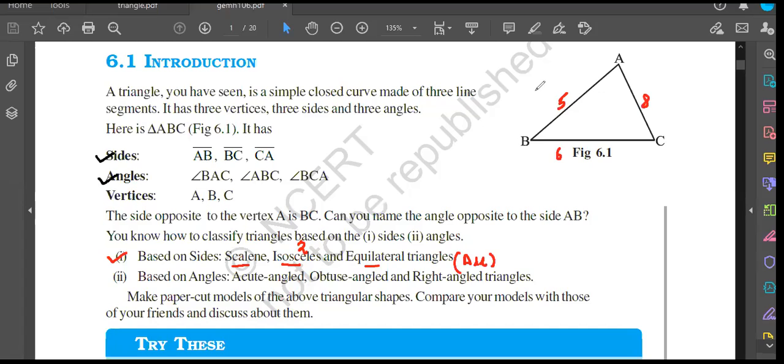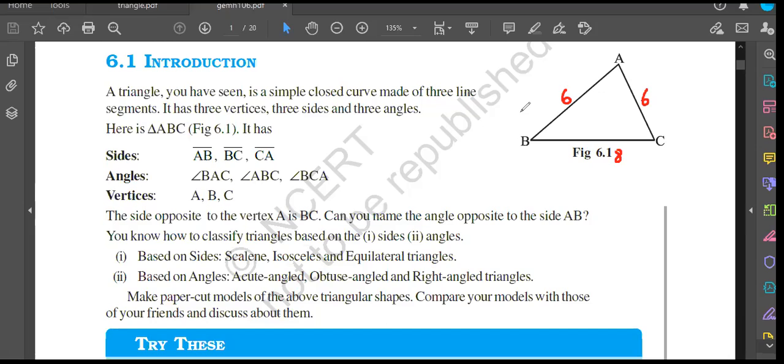Now suppose this is 6 centimeter, this is 6 centimeter, this is 8 centimeter. Then tell me, what kind of triangle is it? What kind of triangle? This is isosceles. Yes, very good. Because two sides are equal.